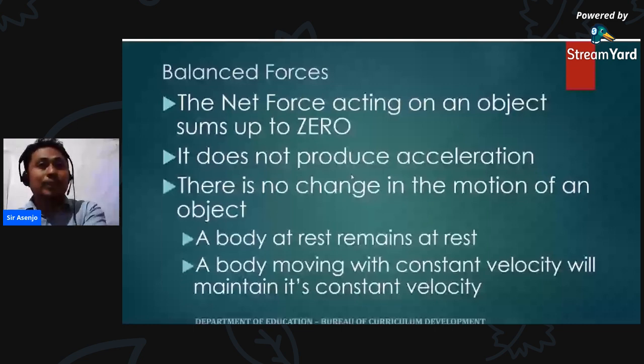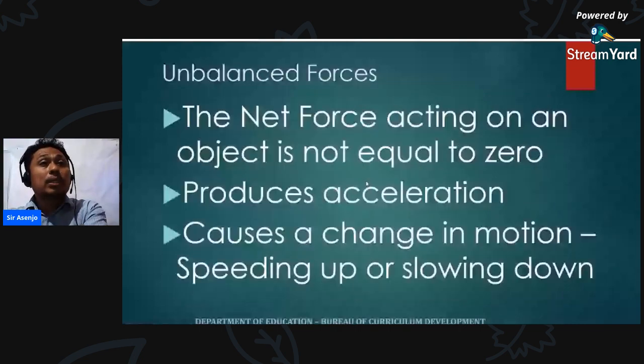Good. Now let's talk about unbalanced force. Let's try to summarize the key concept. When it comes to unbalanced forces, the net force acting on an object is not equal to zero. Remember the key terms, not equal to zero. And it produces acceleration, a change in velocity. It causes a change in motion, in speeding up or in slowing down. When there is a change in motion, either speeding up or slowing down, then the forces involved are unbalanced forces.